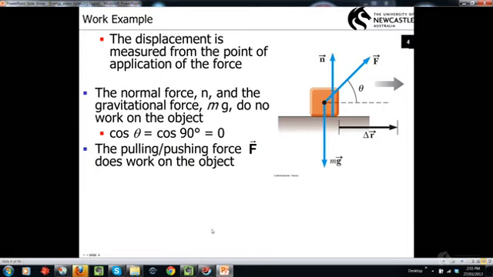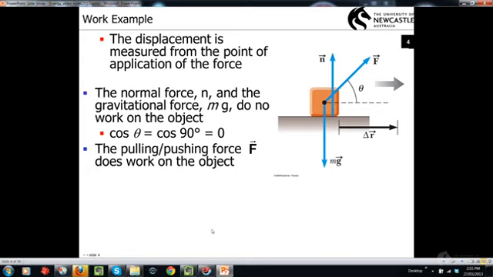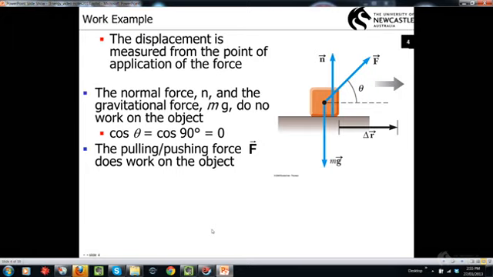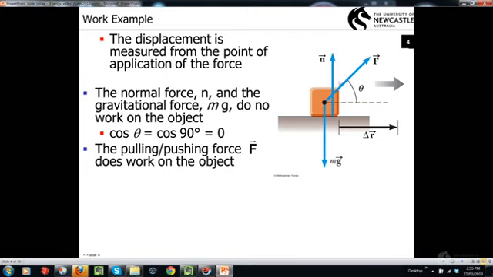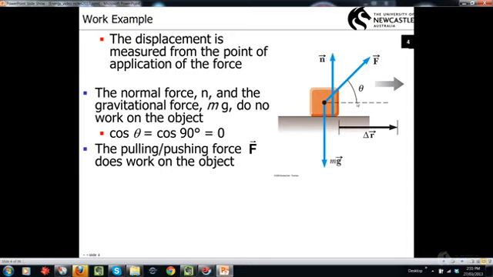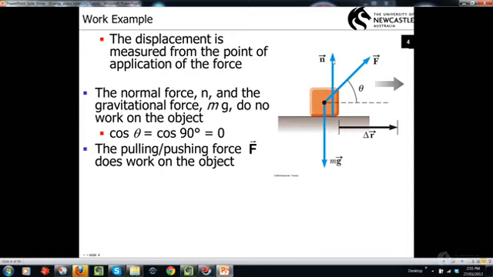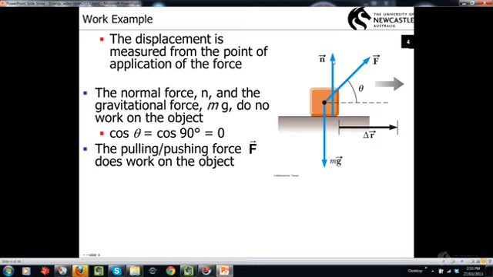So the first example that I'll look at is how much work is done by the normal force in this case. We're dragging this block across a surface, and the normal force is at right angles to the surface, as seen in this diagram. Now, if we look at the angle between the horizontal and the normal force, it's 90 degrees.